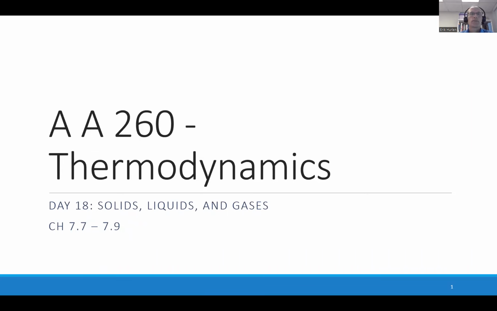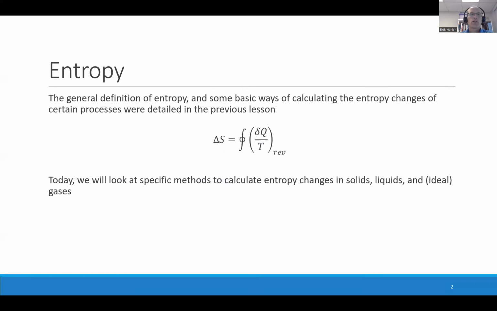Today, we'll look at some specific techniques to calculate the entropy for solids, liquids, and gases. Last video, we saw the mathematical definition of the change in entropy. Delta S is equal to the integral of delta Q over T for the reversible process. This will serve as a starting point for the analysis of solids, liquids, and ideal gases.